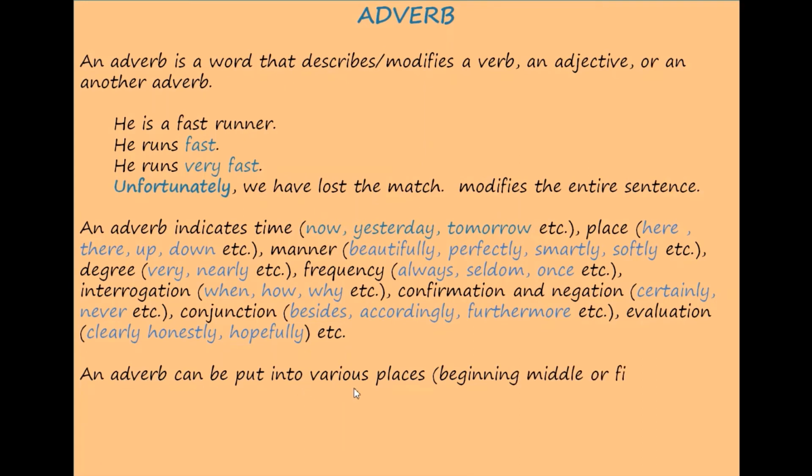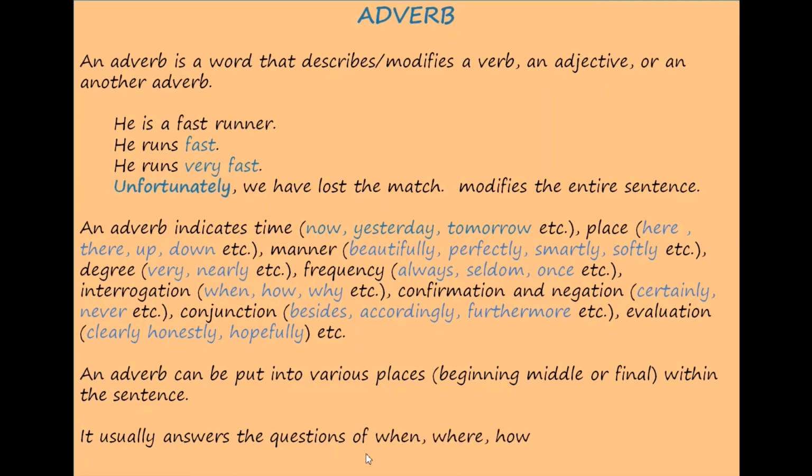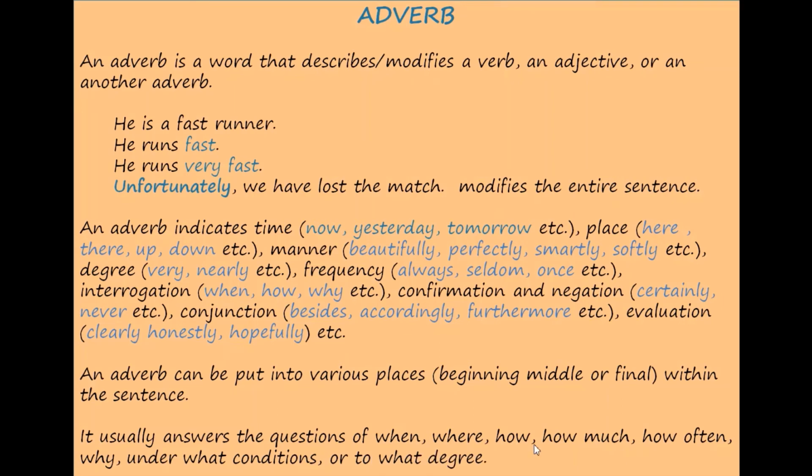An adverb can be put into various places. It can be placed in the beginning of a sentence, in the middle of a sentence, or it can have a final position within the sentence. It usually answers the questions of when, where, how much, how often, why, under what conditions, or to what degree. So in order to find an adverb in a sentence, we can ask questions using these words.